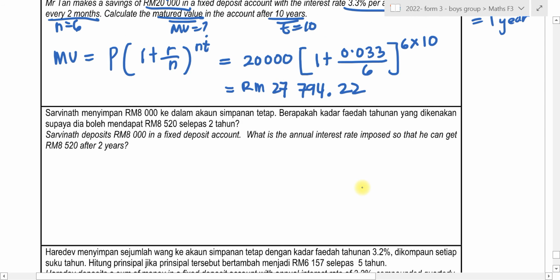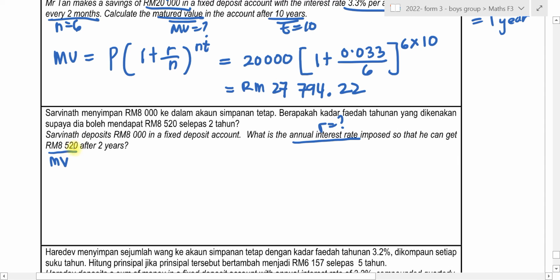Okay, next question. Haridev going to help me. Sharvina deposit 8,000 in a fixed deposit account. What is the annual interest rate? That means interest rate per annum. They ask, R is what? No more matured value question. What is the annual interest rate imposed so that he can get 8520 after 2 years? Okay, so this 8520 is actually the matured value after 2 years.